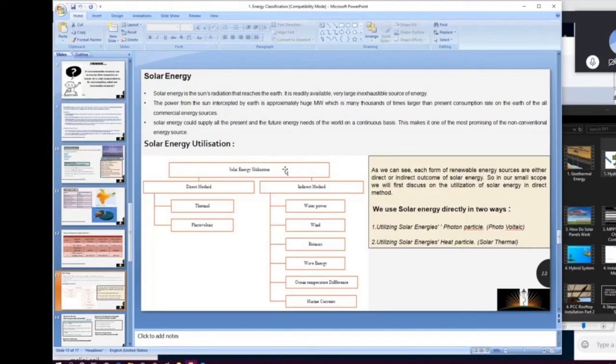Wind. Why do we consider wind as an indirect solar energy? Reason: solar energy determines the wind flow pattern. In the world, the wind flow pattern is basically determined by solar energy. That's why wind is considered one of the indirect methods. Biomass, same: fermentation of biomass fuel depends on solar. Wave energy: the rise and fall of waves in the ocean depends on solar energy. Ocean temperature: the temperature in day and night depends on solar energy. Even water current flow in the seas and oceans is basically driven by solar. So it is also a type of solar energy.